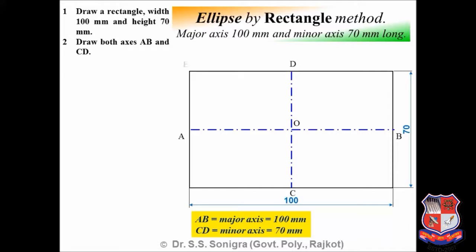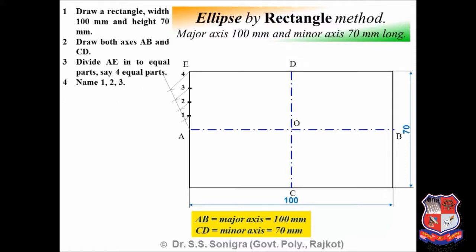The intersection point is O. Name point E on the corner of this rectangle. Now divide AE. AE will be equal to 35 mm. Total height is 70 mm, so AE is equal to 35 mm. Divide this 35 mm into 4 equal parts. You may divide into 5 parts as well. So here name the points 1, 2, 3 and 4.